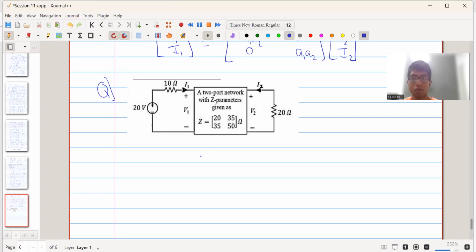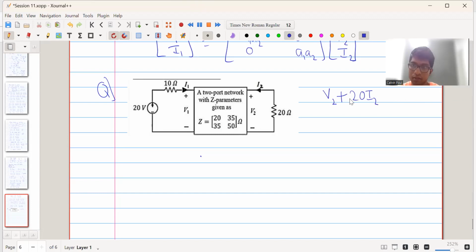resistor. So we know the relation between the voltage at output 2 and its current. Since the voltage polarity is plus minus V2 and the current direction is like this, if we apply KVL, we have V2 plus 20 into I2 will be equal to 0. This is the relation between the voltage and current for port 2. So we can write V2 is equal to minus 20 into I2.